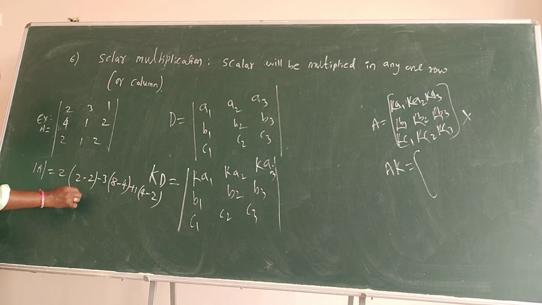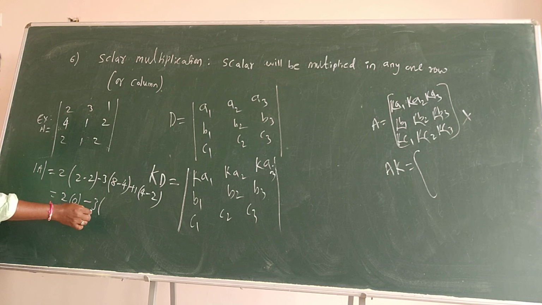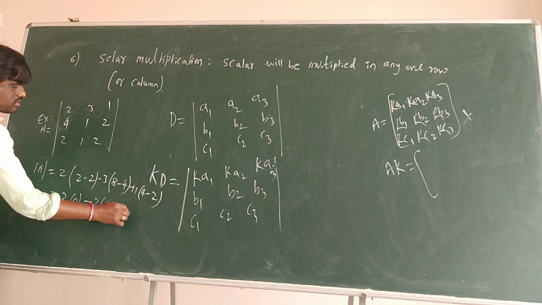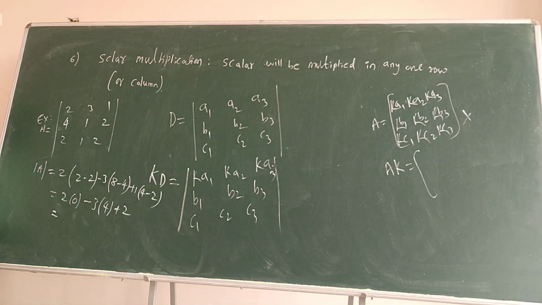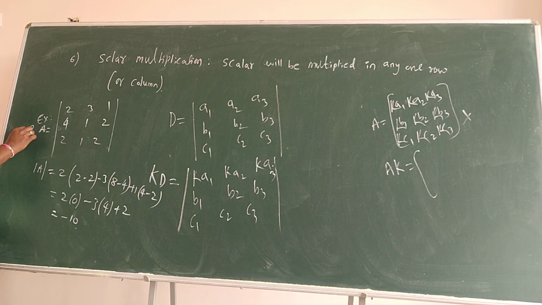2 into 0 minus 3 into 8 minus 4 plus 2. Answer will be how much? Minus 10. Plus 10, minus 10. Minus 10. That is what I said. Minus 10. Suppose this same determinant, not matrix, I multiplied with 2.